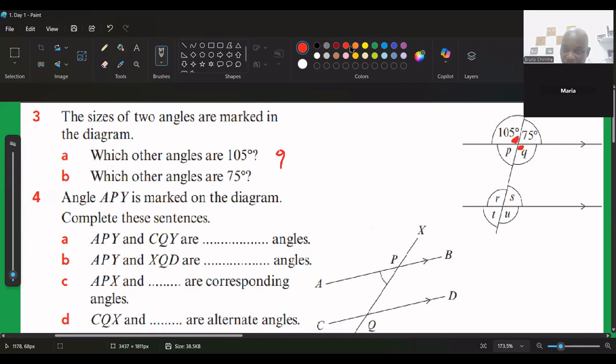Does that mean that P is also 75? Excellent. So you got it. Correct. So P is also 75. But of course, does it stop there? No. Which other angles are 105, for example?